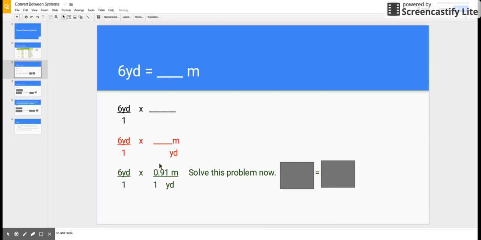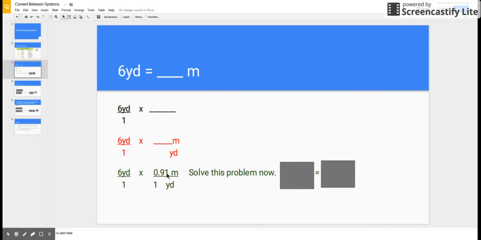So my multiplication problem looks like this so far. 6 yards over 1 times 0.91 meters over 1 yard. Notice I put the 0.91 right here at the top where the meters are, not the bottom. All right, and then it says solve the problem now. So now we can actually go across and solve like we normally would when we multiply fractions.